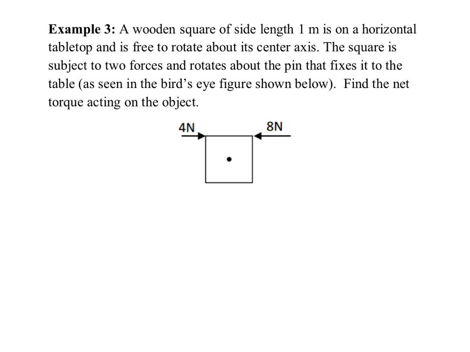It's a bit of a different type of look at an example here. So it says, a wooden square of side length 1 meter is on a horizontal tabletop and is free to rotate about its center axis. And you'll see it looks like a pin there in the center, like a nail. Imagine a nail or a bolt through the center. The square is subject to 2 forces and rotates about the pin that fixes it to the table, as seen in the bird's eye configuration. Find the net torque acting on the object.